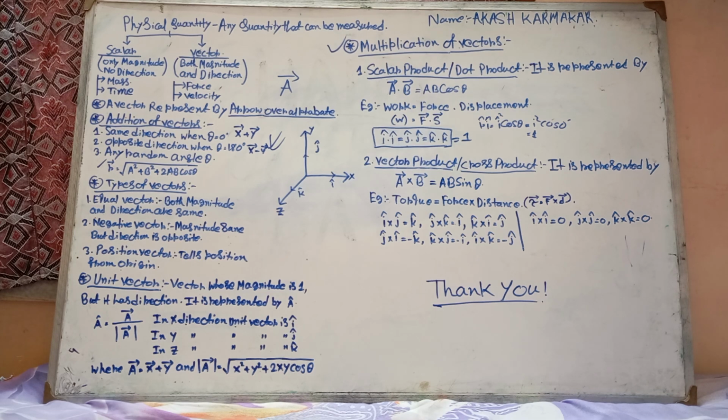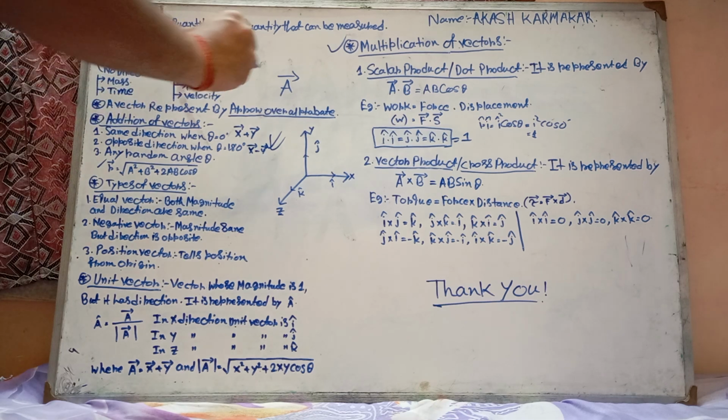Now, for vector quantity, how can we represent a vector? Basically, a vector can be represented by an arrow sign over an alphabet. You can see the A vector, an example is here.